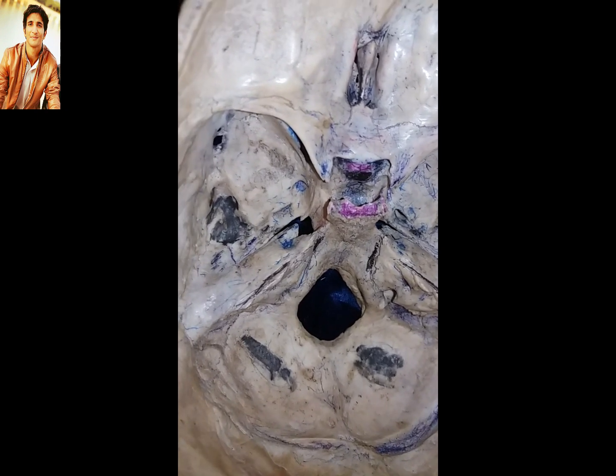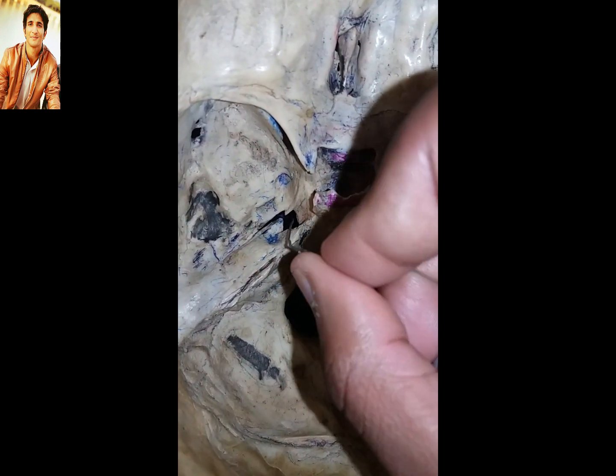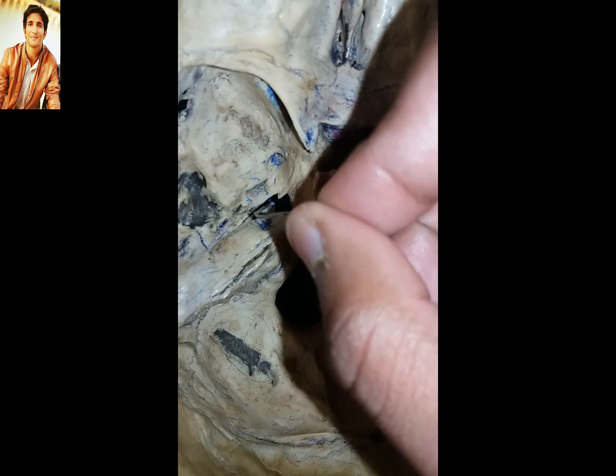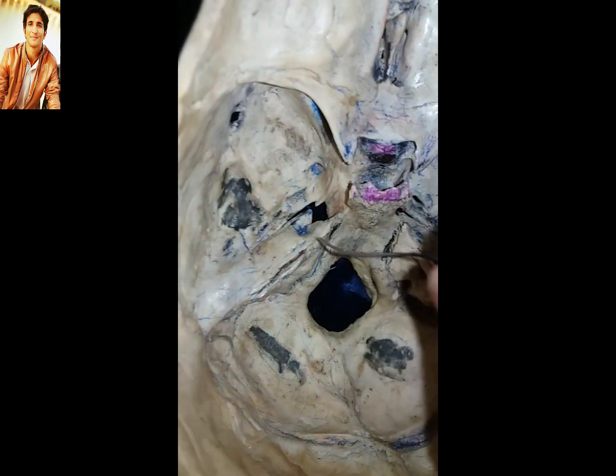Another foramen is named foramen lacerum. This is foramen lacerum. It lies between the apex of the petrous part of the temporal bone and the greater wing of sphenoid.